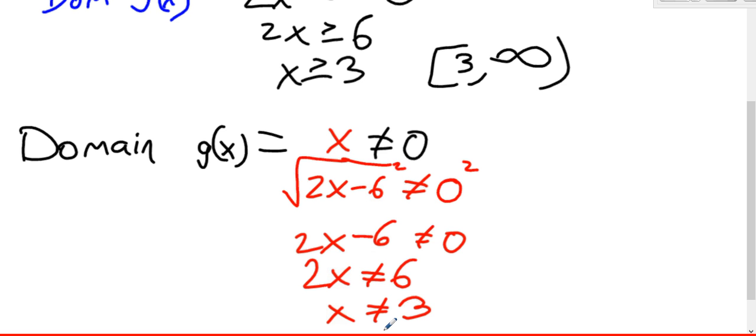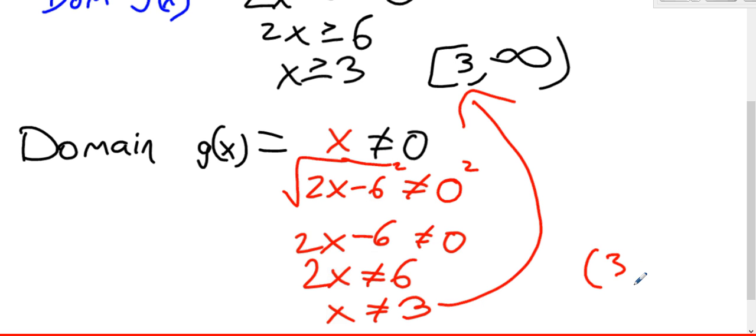So we take what we just got, x cannot equal 3, go back and look at the domain of f. Domain of f, we started with from 3 to infinity, and we're told that x cannot equal 3, so we change that bracket to a parenthesis, and we're done.